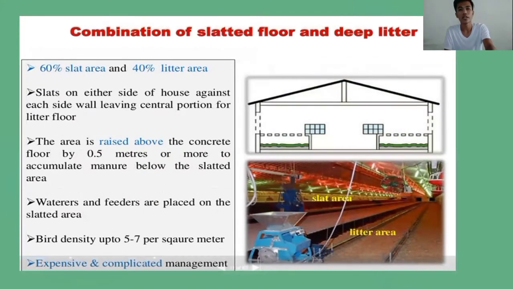Combination of slatted floor and deep litter. 60% slatted area and 40% litter area. Slats on either side of the house against each side of the wall, leaving the central portion a litter floor. The area is raised above the concrete floor by 0.5 meters or more to accumulate manure below the slatted area. Waterers and feeders are placed on the slatted area. Bird density is up to 5 to 7 per square meter. Expensive and complicated management.